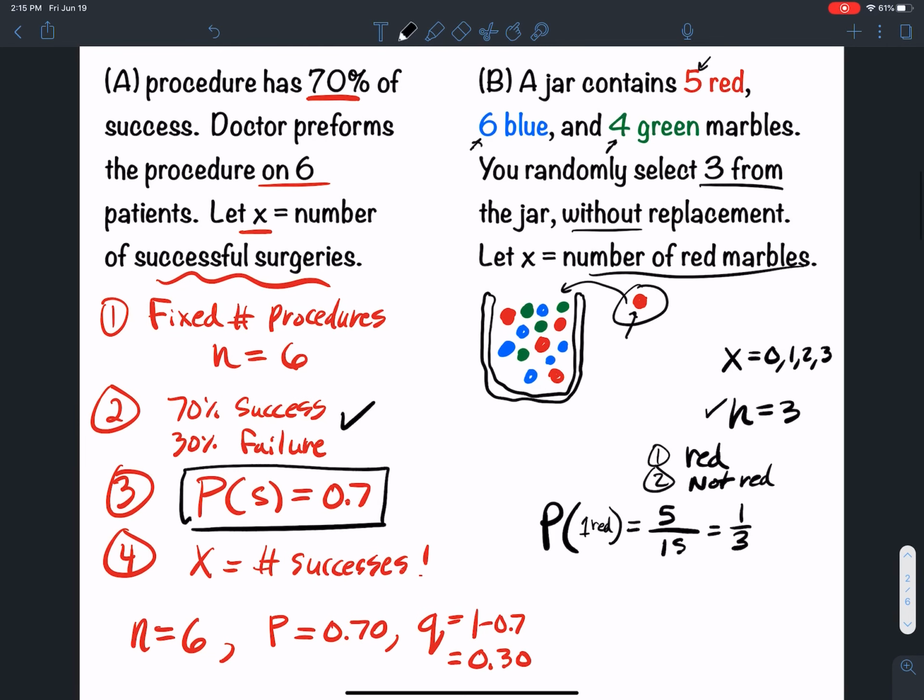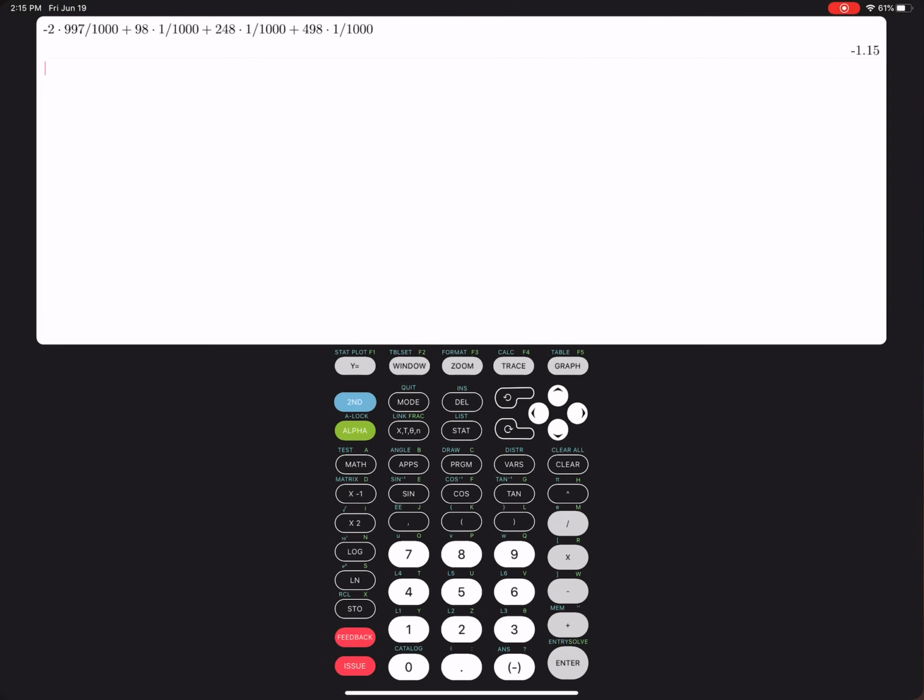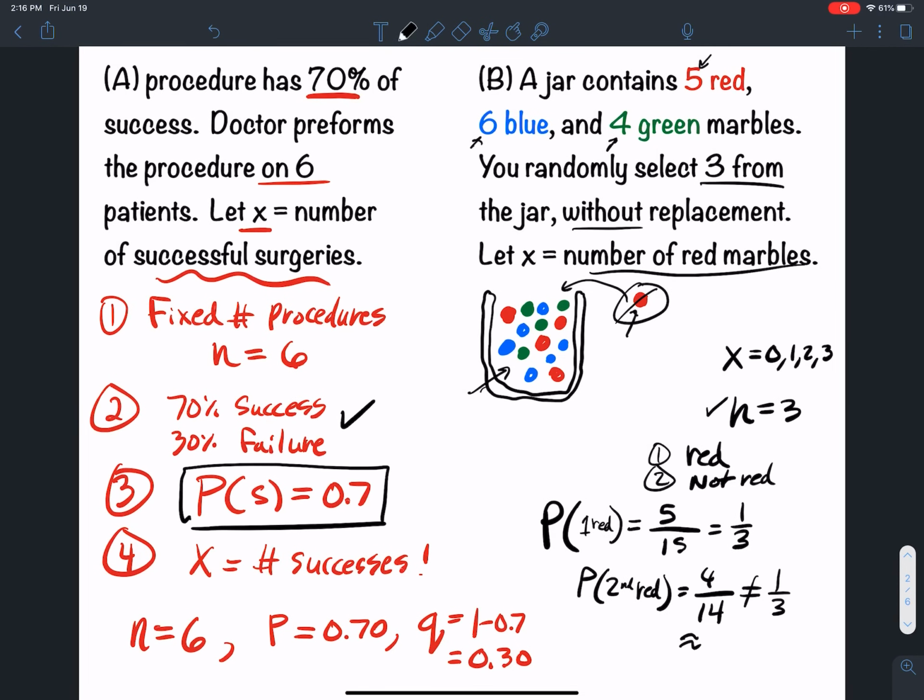Now say I pulled the red out. It's no longer in the bag. What's the probability of that second red? Well, there's only 4 red marbles, but then I pulled out one of the marbles, so there's only 14 left. This is not equal to 1/3. 4 out of 14 versus 1 divided by 3, the probability changes. This is like 0.29, and this is like 0.33. Now, it doesn't change much, but it does change.